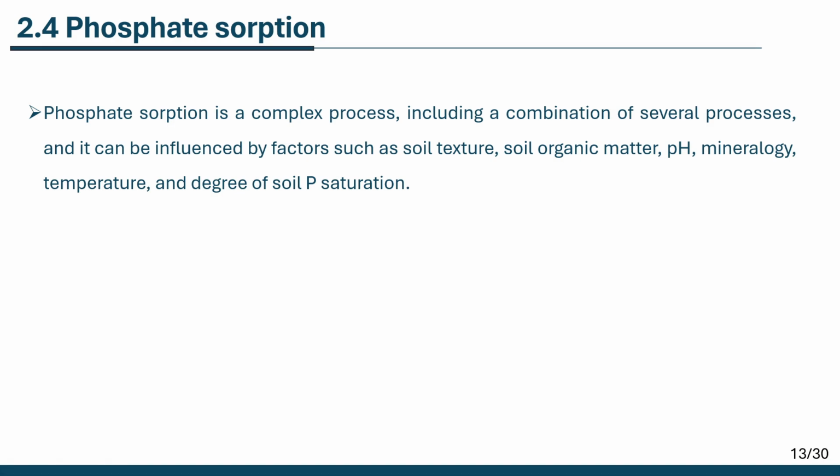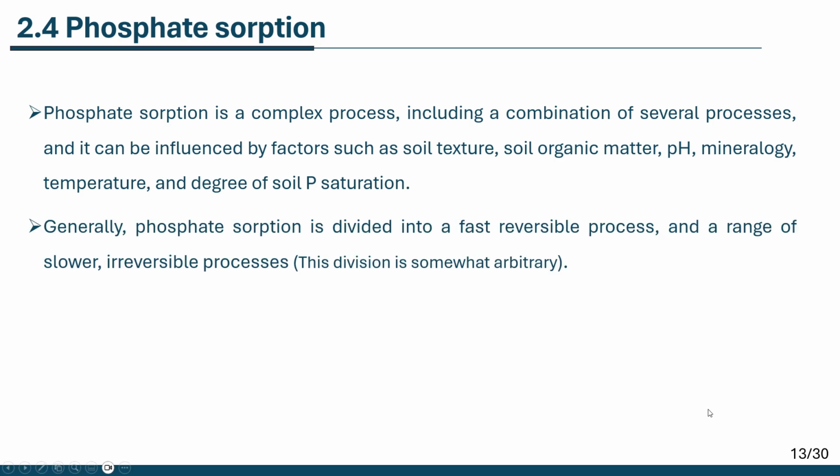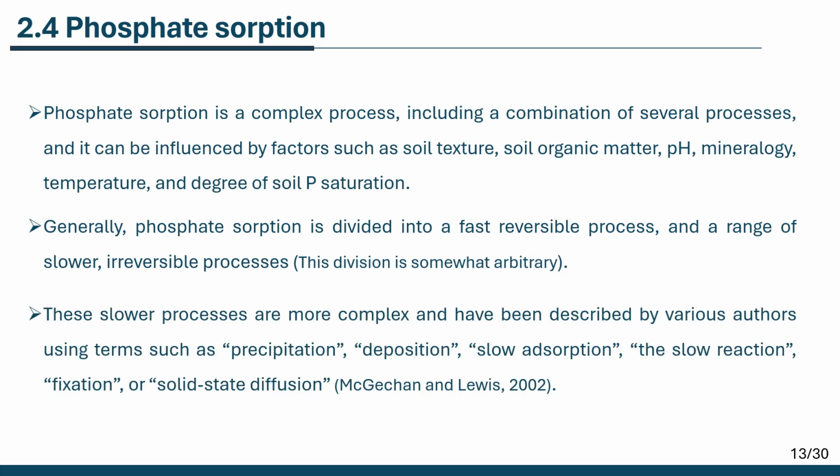Here are some more specialized descriptions. Phosphate sorption is really complex, including a combination of several processes, and it can be influenced by factors such as soil texture, soil organic matter, pH, mineralogy, temperature, and the degree of soil phosphorus saturation. Well, generally, phosphate sorption is divided into a faster, reversible process and a range of slower, irreversible processes. We should know this division is somewhat arbitrary, and these slower processes are more complex and have been described by various authors using different names, where it is still challenging to describe them accurately.